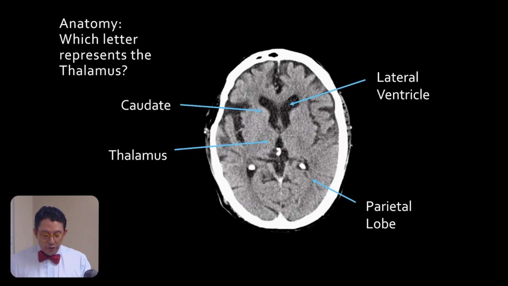So which letter represented it, we said it was letter, what was it? The letter B. The letter A was the caudate. Letter C was the lateral ventricle. And letter D was the parietal lobe, which is kind of a whole lobe. I put it in there. So you can see how anatomy can be seen with this.